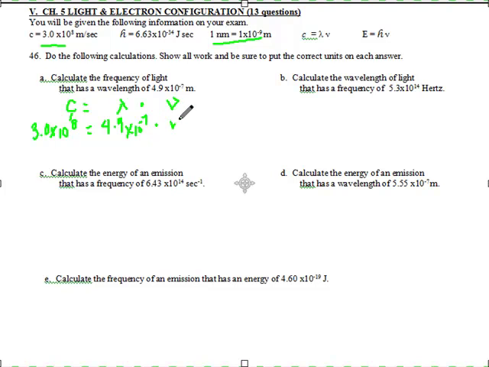Alright, so you're going to be looking for the frequency. So divide through, get frequency alone. This will cancel out. Divide through by 4.9 times 10 to the negative 7th. That'll cancel. And then frequency ends up being 6.1 times 10 to the 14th.